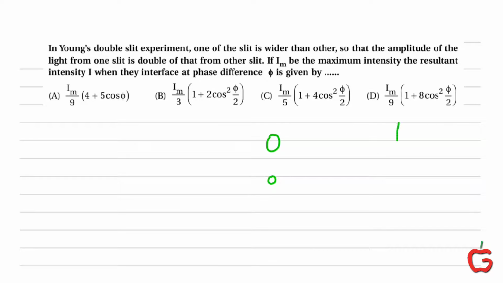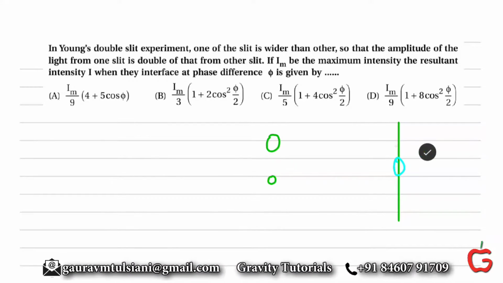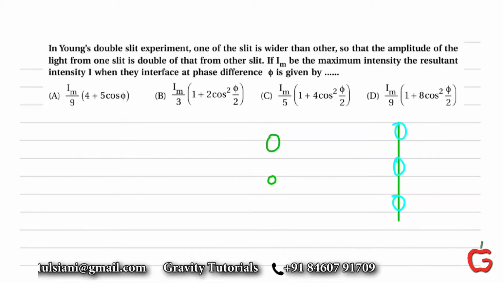So on the screen also, we obtain an interference phenomenon with not exactly dark fringes. The dark fringes will also have some brightness left. The brightest fringe obviously will be the central bright, then we'll have a dark fringe and then other bright fringes. So this is how the phenomenon is going to be.